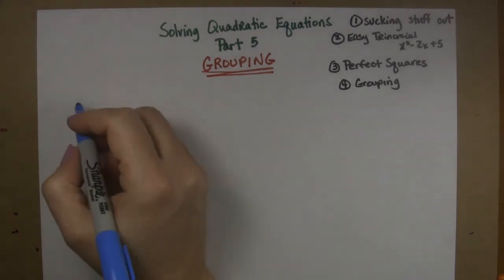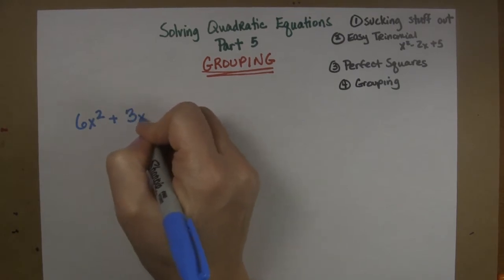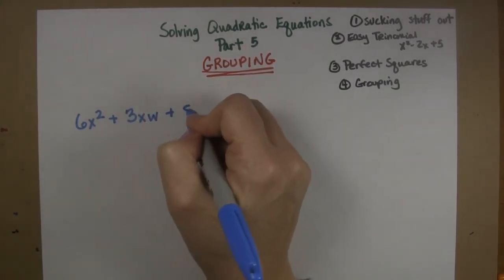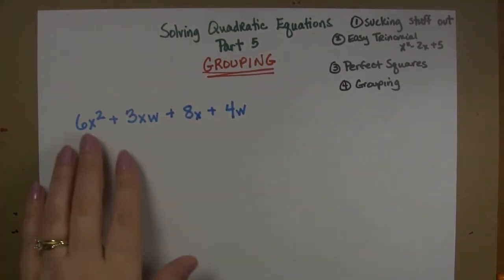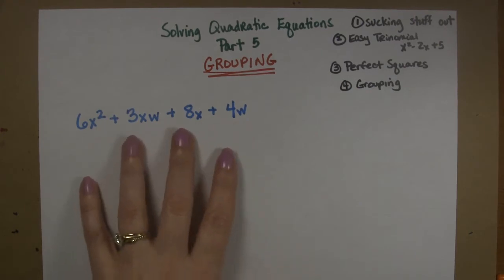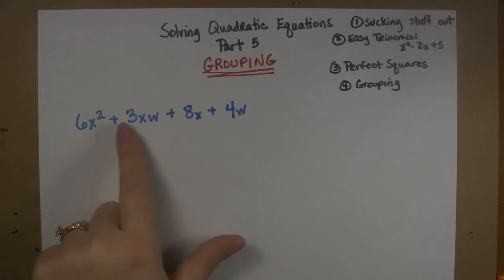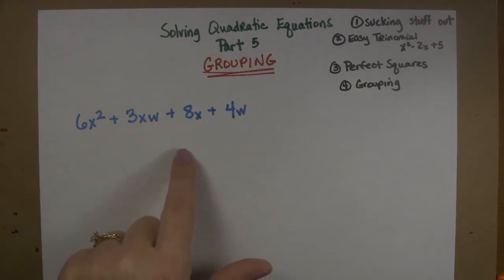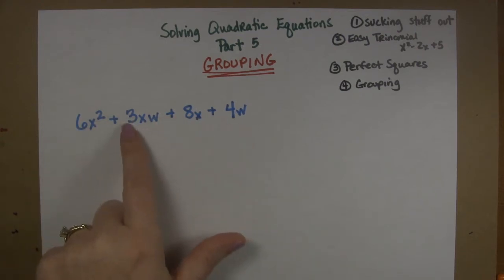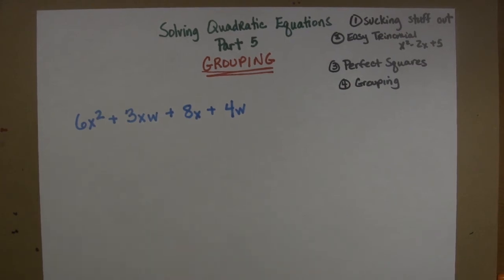So for instance, for our first problem, let's do 6x squared plus 3xw plus 8x plus 4w. So we have lots of terms here. We have 4 terms, so it's bigger than what we have been working with in the past. And if I look at this, it is not clear to me that there is a certain number that I can suck out, right? It looks like I can suck 2 out, except 2 won't work for 3. And it just is not ideal. So we are going to learn a new technique.